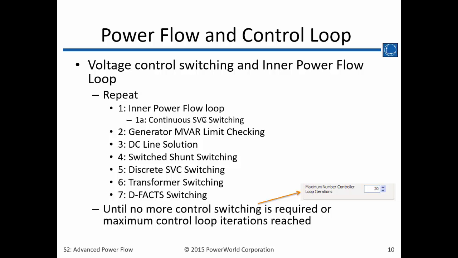It's kind of similar to a generator VAR regulation at that point, but because it calculates an exact value of Q output from the shunt, it actually does that as part of the inner power flow loop. So it repeats the inner power flow loop, and then outside of that inner power flow loop, this switching loop does several things. It checks that generator megaVAR limits are enforced. If any are violated, then it's going to adjust the VAR output limit of those generators and redo the middle loop or the voltage control loop.